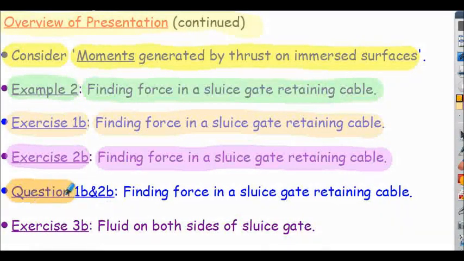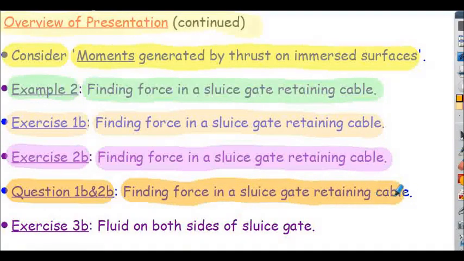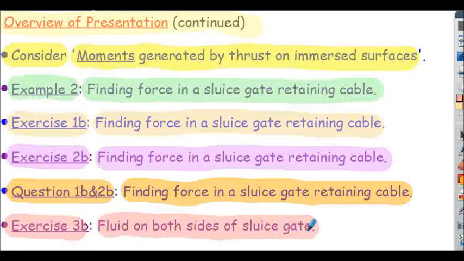Then we have question 1B and 2B, again finding the force in a sluice gate retaining cable, but there are no solutions provided for the questions. Then we have exercise 3B, a scenario with fluid on both sides of the sluice gate.